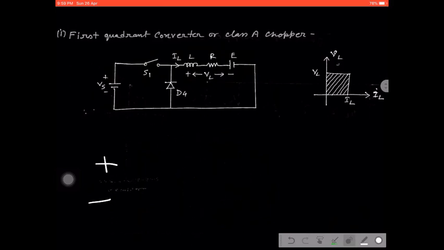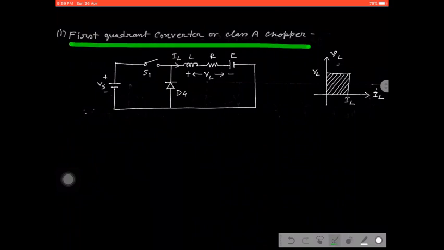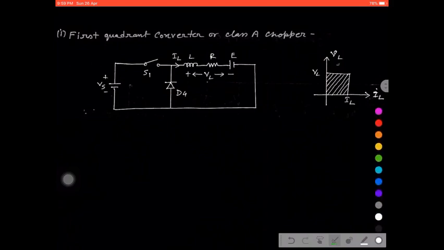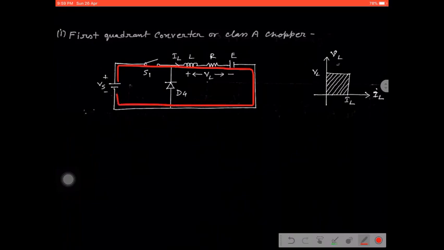Now you can easily explain all the operations for quadrant purposes. As we know, the name stands for the quadrant of operation. So first, see the working of the first quadrant converter or class A chopper. What happens when the switch is closed? Then current starts flowing through the switch to the load and coming back to its negative part.